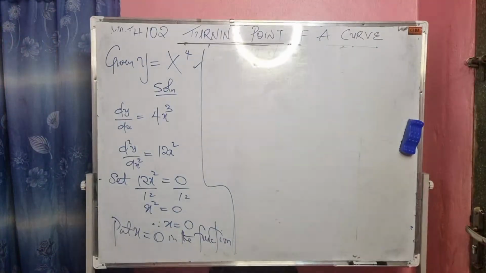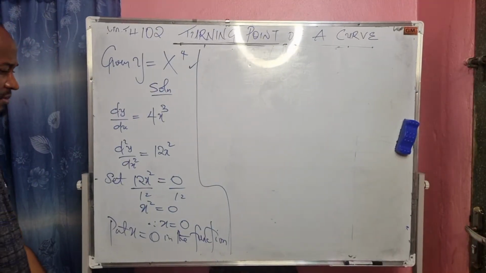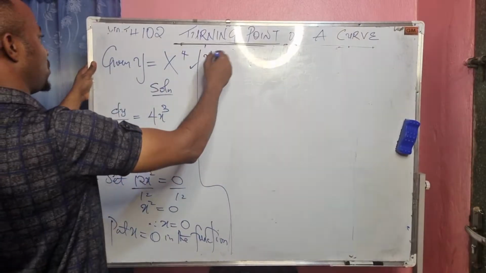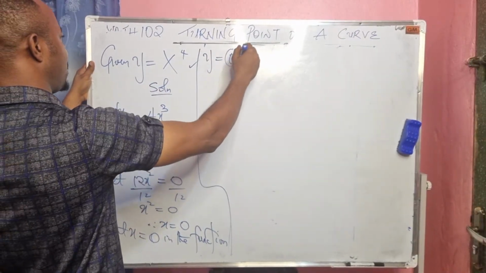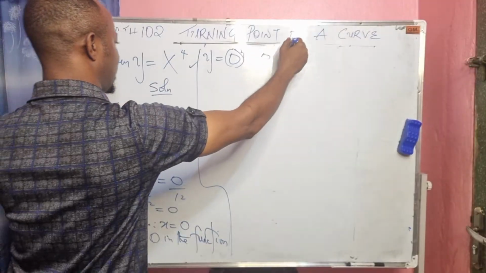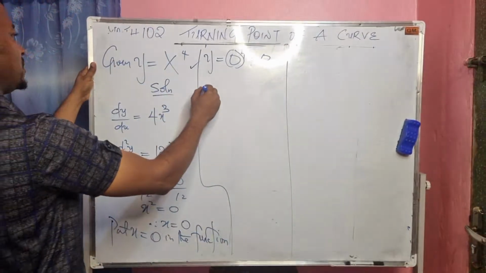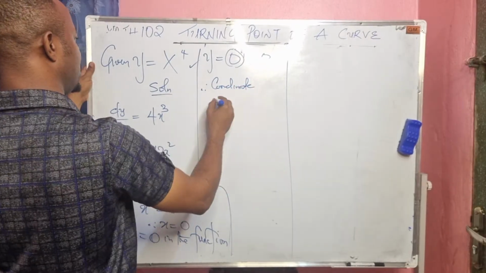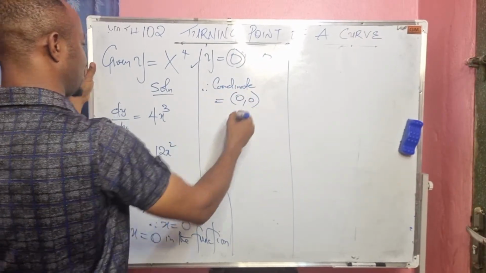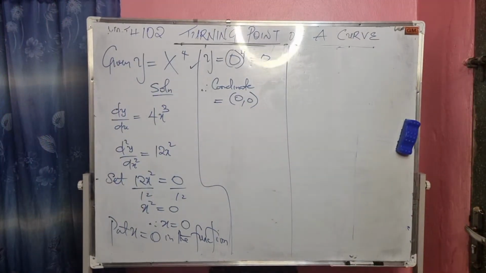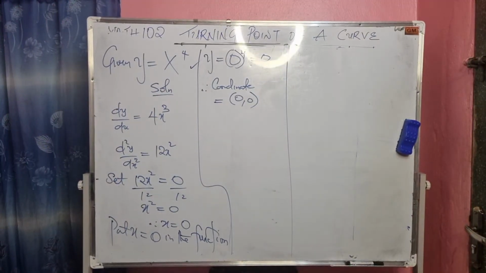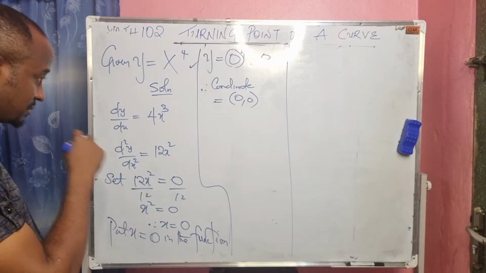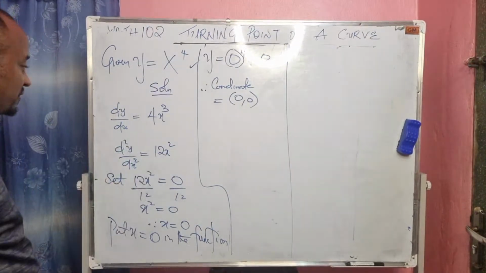Now let's see, x equals 0. By the time we put x equal to 0 in the function, y should be equal to 0 to the power of 4, which is also 0, right? Therefore, the coordinates will be (0, 0). So let's verify if we're going to have a point of inflection here.